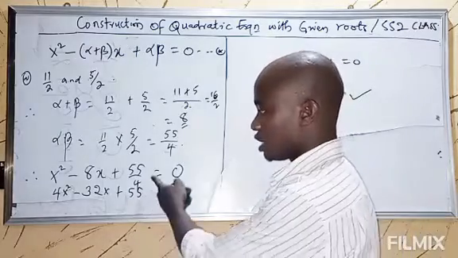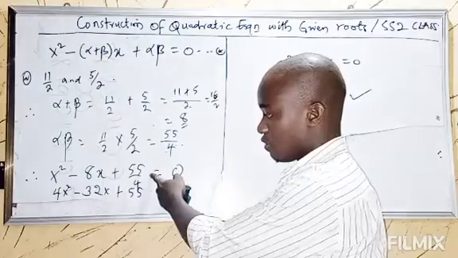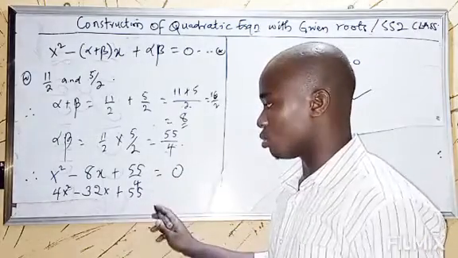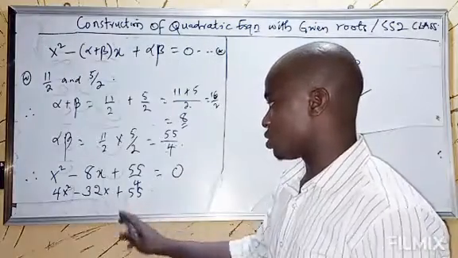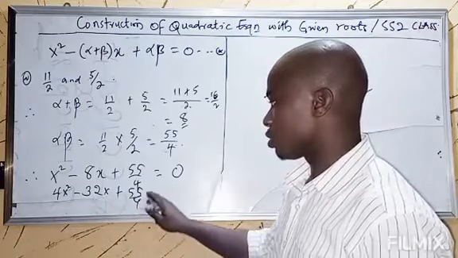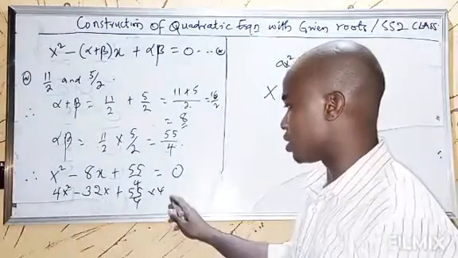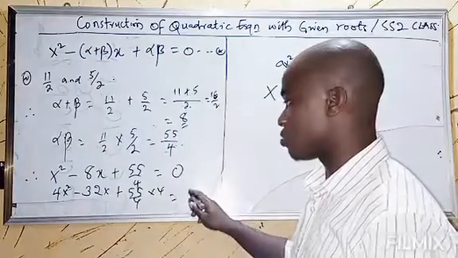We have over 4 here. Then if you multiply it by 4 here, definitely that 4 will go. Okay, let me show it out. So times 4, that's what I'm saying. Then this one, 0 times 4 will give us 0.